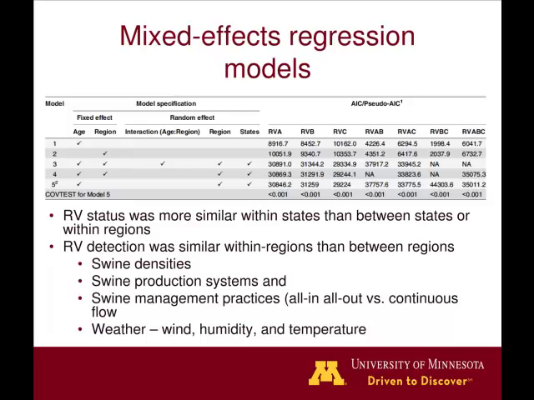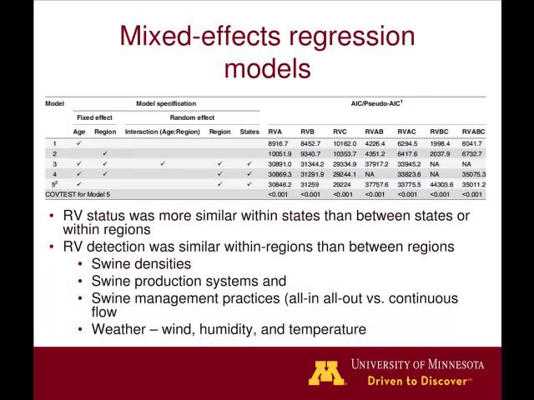Lastly, there's lots of things that vary within this data set, especially in production systems, and some of that we considered as a variable within the region. So some of those region variables would be swine density. Some regions have higher swine density than others. Production systems, swine management. This was a change from all in all out versus continuous flow, and also some of the weather that might be contributing to the changes in how rotavirus infections are happening in each of the different states.